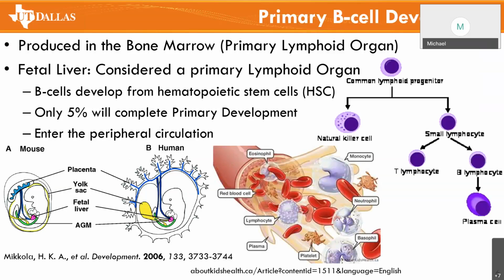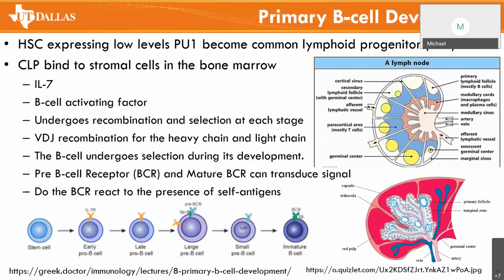After the hematopoietic stem cells grow, they become common lymphoid progenitors, and then those can become natural killer cells, T cells, or B cells. The way that works is that hematopoietic stem cells that have a low level of PU.1 become common lymphoid progenitors, because hematopoietic stem cells can become all leukocytes. They can become neutrophils, natural killer cells, dendritic cells, but if they have a low level of PU.1, they become a common lymphoid progenitor.